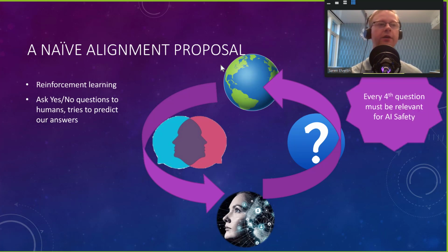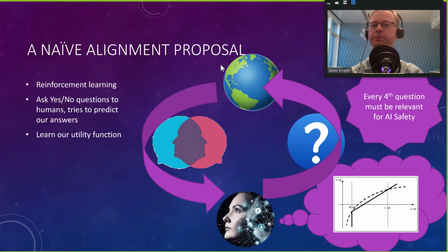We add here, this is just me, the constraint that every fourth question must be relevant for AI safety. Like we add some kind of side constraints to try to make it more aligned. And the hope is that the AI will eventually learn our utility function or a close approximation to that.